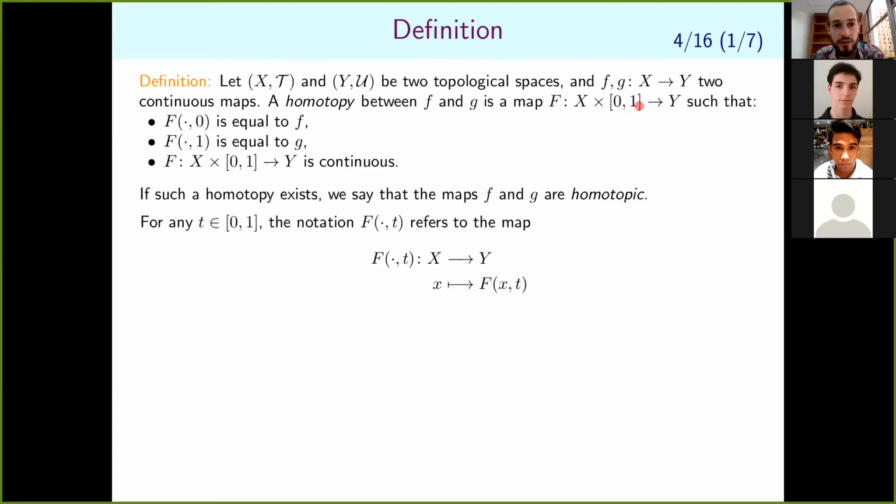So if I fix 0 here, I obtain a map from X to Y. And I want this map to be equal to f. When I fix the second argument to 1, I obtain F dot 1, and I want this map to be equal to g. And moreover, I want that the whole map, big F, is continuous. All right? If we have a homotopy like that between f and g, we say that the maps f and g are homotopic.